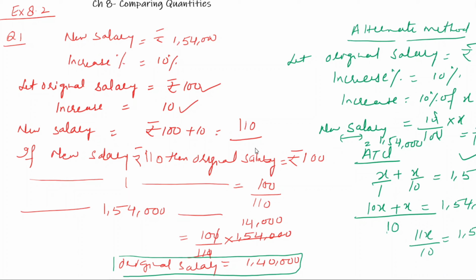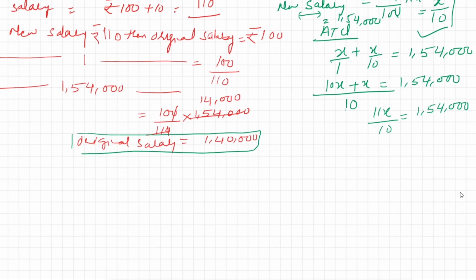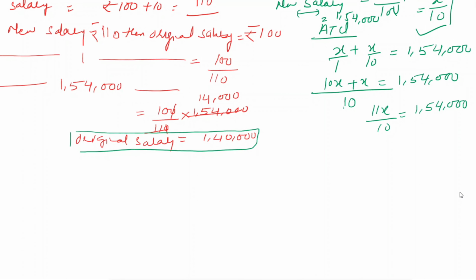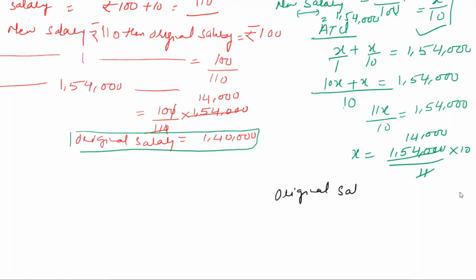So we'll simplify it further. 11 by 10 will be shifted to the right side and x will be kept on the left side. So x equals 1,54,000 into 10 by 11. Once you simplify, we get 14,000. Hence the original salary, the salary before, was 1,40,000 rupees. So this way we can conclude our answer.